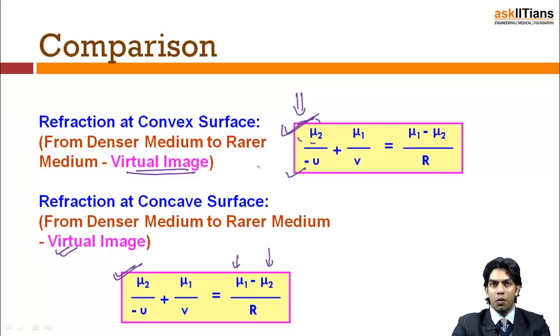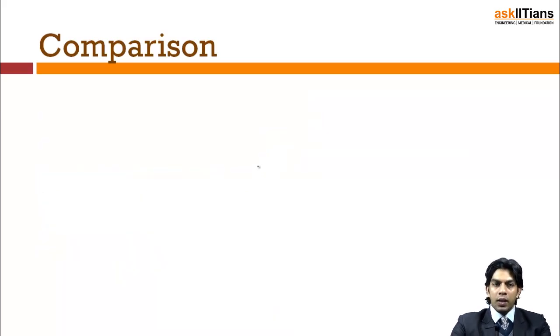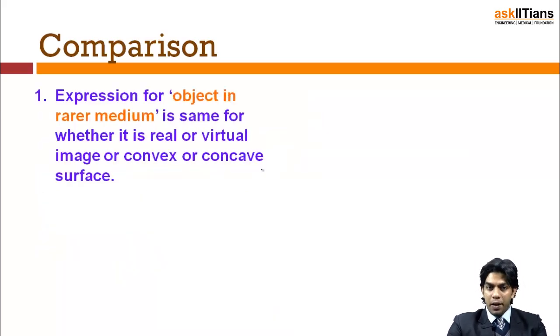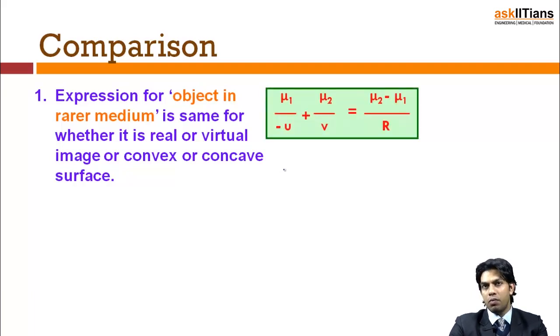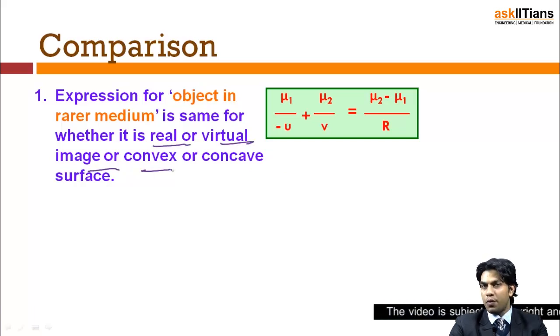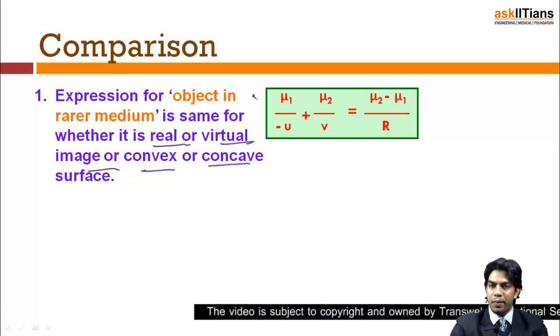Get on with these 3 or 4 expressions. Now, the expression for an object in a rarer medium is the same whether the image is virtual or real, or the surface is convex or concave. So it will be the same, mu1 or whatever, irrespective of what type of image or what type of surface; I'll still end up getting this.